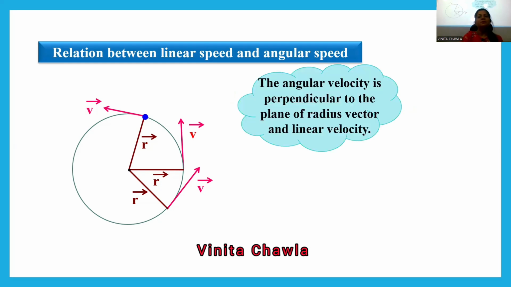And angular velocity is perpendicular to the plane of the radius vector and linear velocity. Angular velocity is perpendicular to both, to the plane which consists of the radius vector and linear velocity. The plane carrying both r and v. It is perpendicular to both. Okay? It is perpendicular to both r and v.